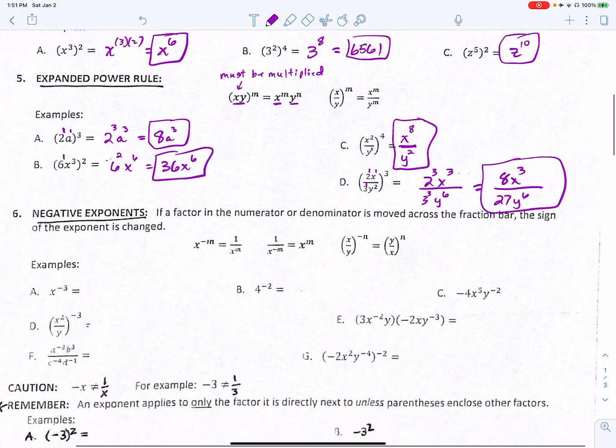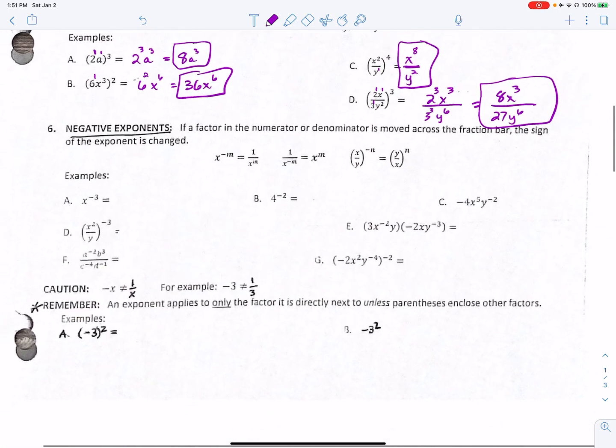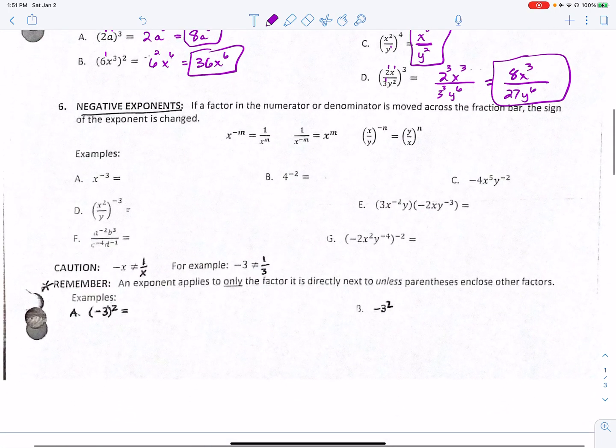Negative exponents. Now, depending on the format, we'll treat these maybe in different orders. But the big thing is when you have x to the negative m, if you drop it to the denominator, the exponent changes in sign. And if you have in the denominator a negative exponent, you can move it to the numerator and make it a positive exponent.